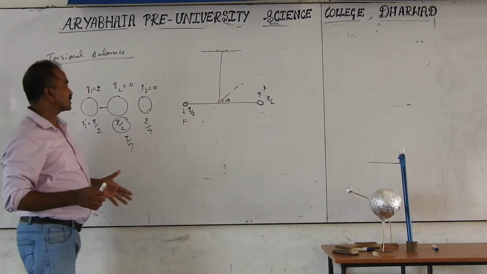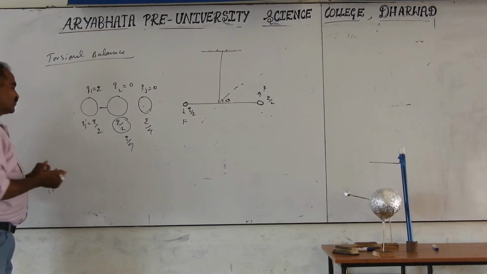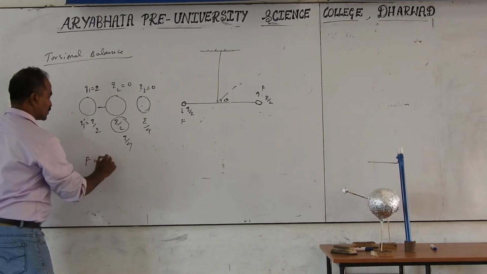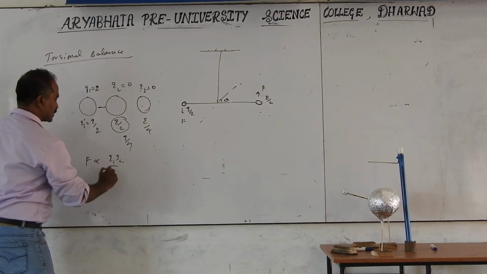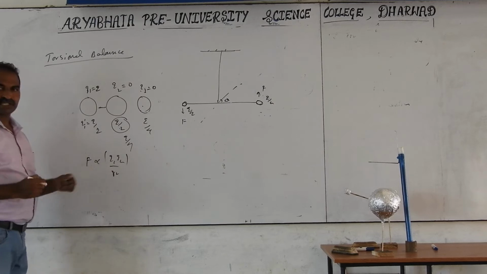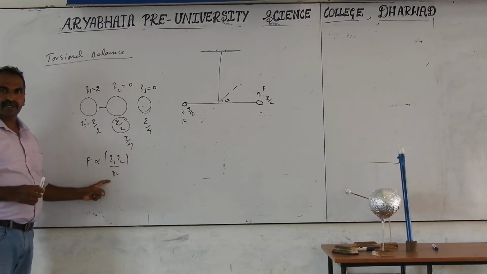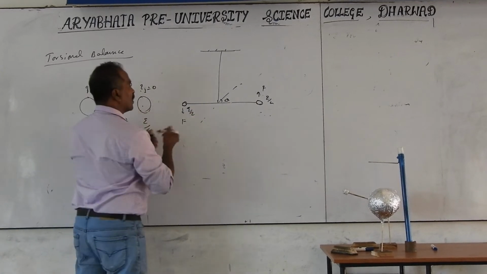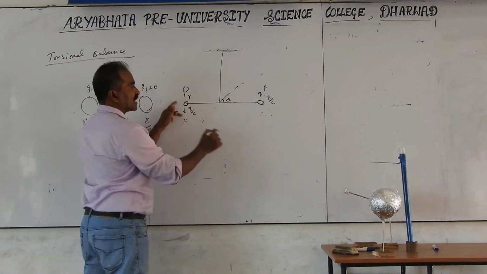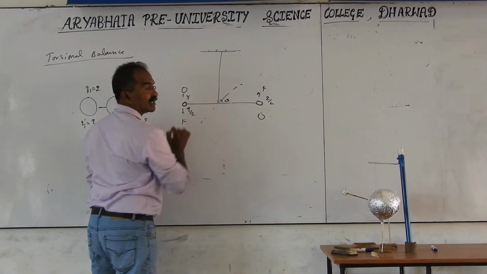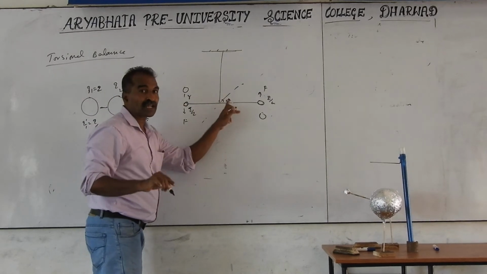By knowing the forces, with formulas, he got the expression F proportional to Q1 Q2 by R square. On the right side, the charge ratios we know, and the distance we know. R is not the length of the rod. R is the distance between the charges. This is R, not this one.